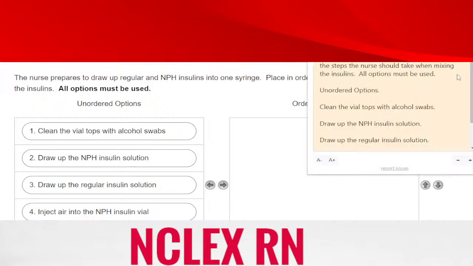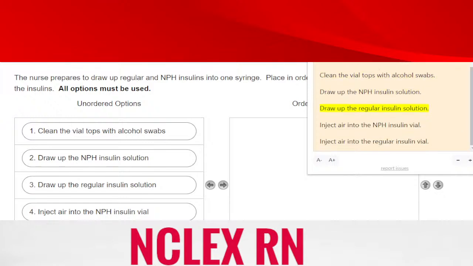The nurse prepares to draw up regular and NPH insulins into one syringe. Place in order the steps the nurse should take when mixing the insulins. All options must be used. Unordered options: Clean the vial tops with alcohol swabs. Draw up the NPH insulin solution. Draw up the regular insulin solution. Inject air into the NPH insulin vial. Inject air into the regular insulin vial.